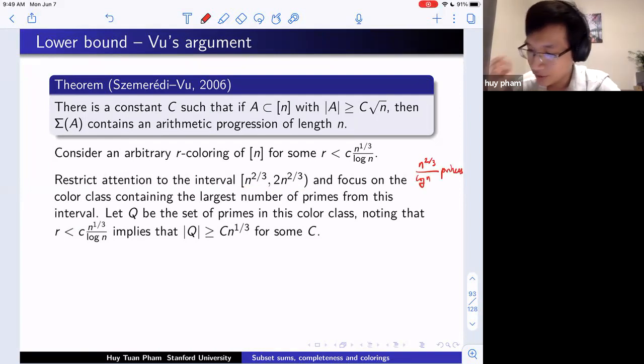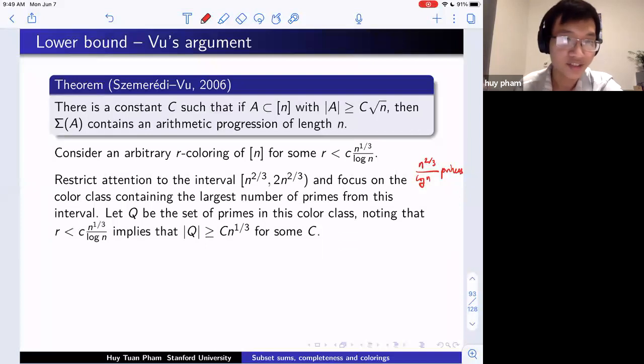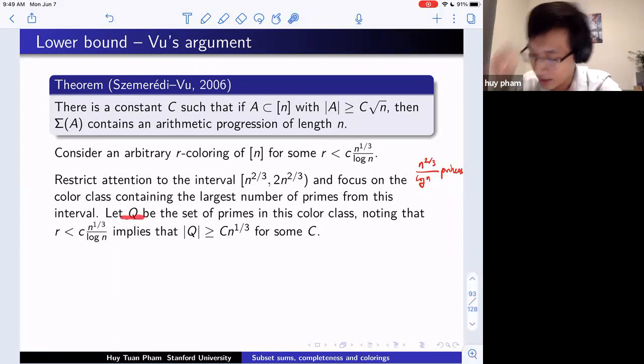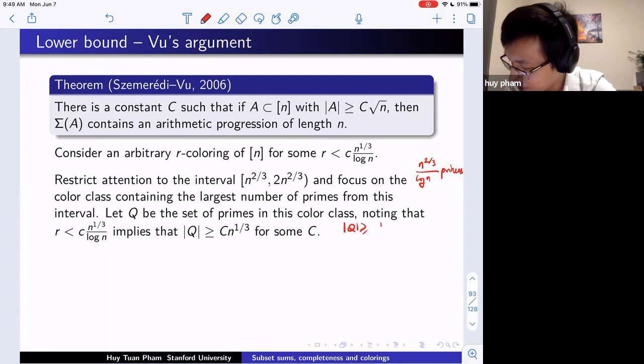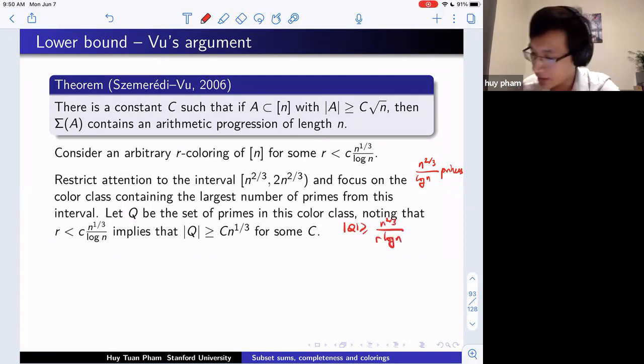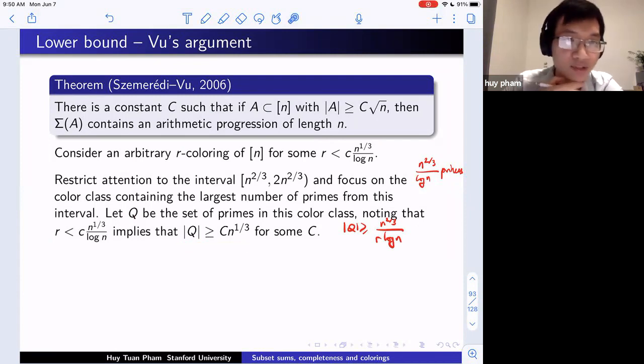And because we R-color those primes, there will be a set Q of primes in this dyadic interval which is contained in the same color class. So we fix Q to be the most popular color class of primes in this interval. We know that Q has size at least roughly n to the 2/3 over R times log n. Now if we plug in our choice of R, we can check that Q has size at least a big constant times n to the 1/3.